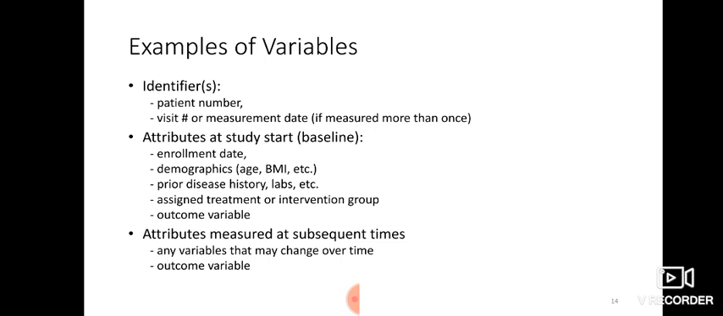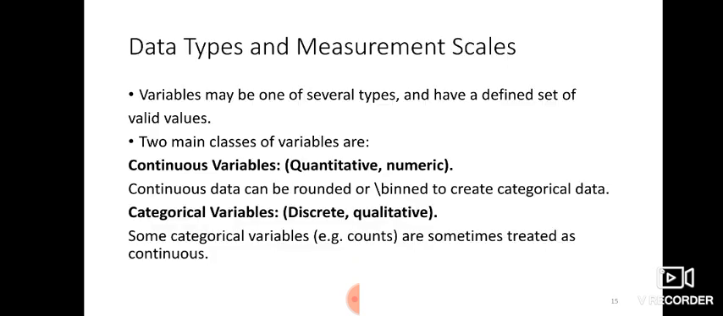So what are the attributes of a study chart? What is the baseline? We can have the enrollment date, the demographics, the prior disease history, and the assigned treatment. What is the outcome variable? This can be in a study chart, an attribute measured at subsequent times. As we go on in our calculations, we can measure some attributes which can change over time, or the outcome variable.